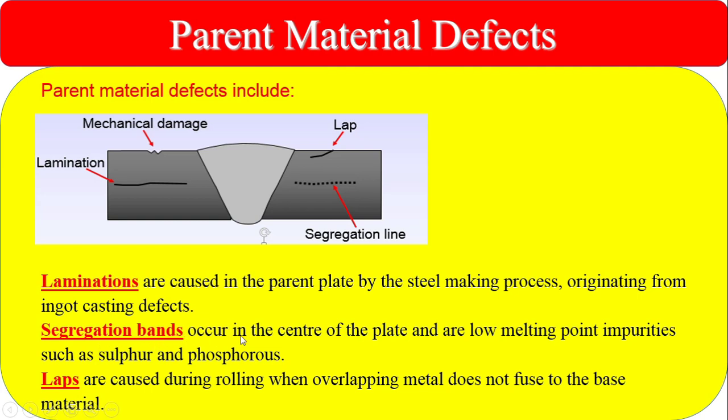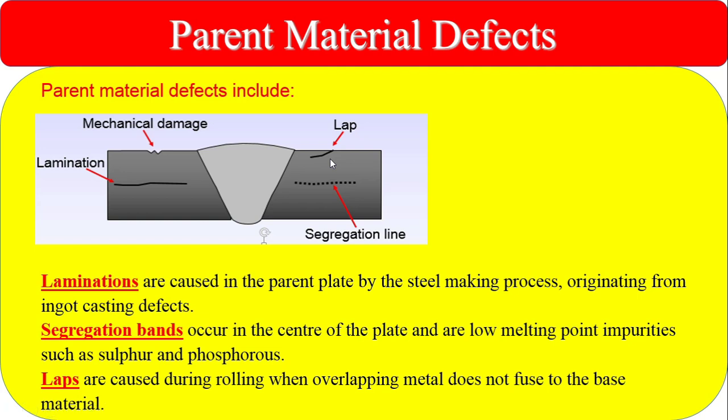Segregation bands occur in the center of the plate. You see the segregation band in the center of the plate, and they are low melting point impurities such as sulfur and phosphorus. So this is the segregation line, and this is also a parent metal defect. Laps are caused during rolling when overlapping metal does not fuse to the base metal. You see the lap: some portion of this area and this area has not lapped properly during rolling, so an overlap has been generated. That is called laps.